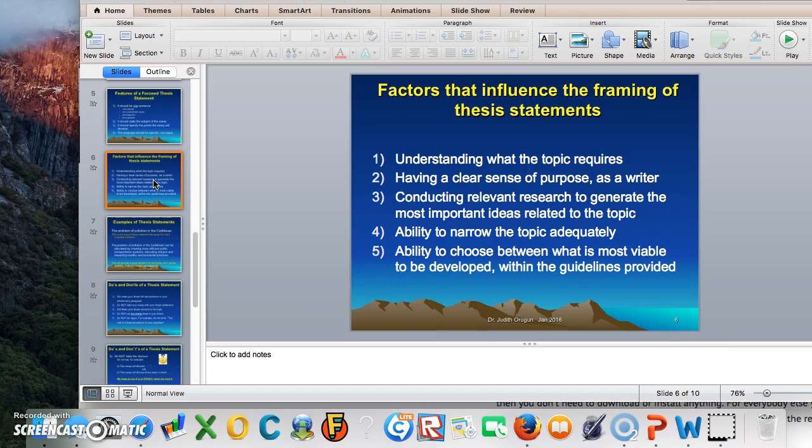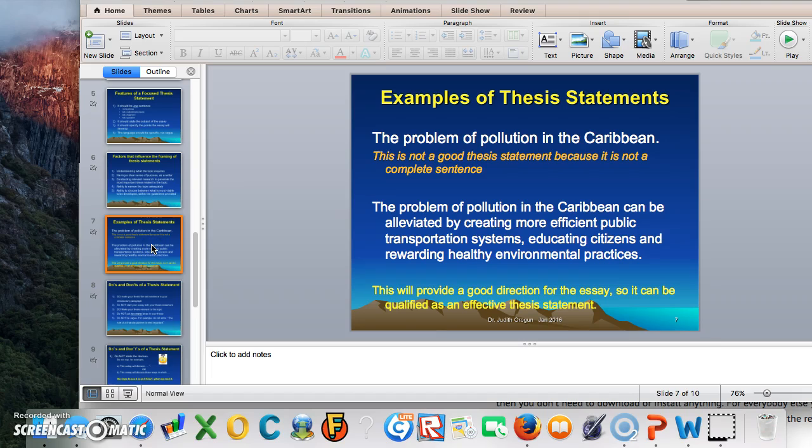You're going to have to choose between what is viable. So if you did research and found 20 ideas, you cannot develop 20 ideas in a 600 or 700 word essay. You'll have to find the 3 or 4 that really stand out to you, that have enough support from the literature, and then present them in order of importance so that your thesis is really a structure around which your essay will work.